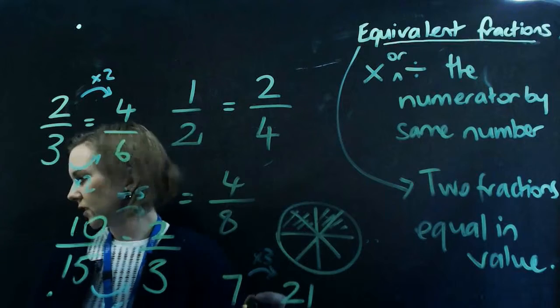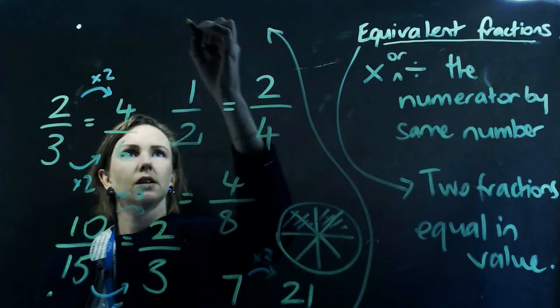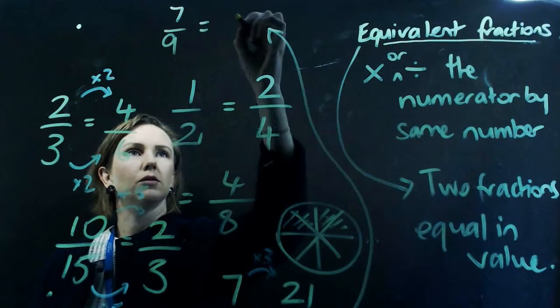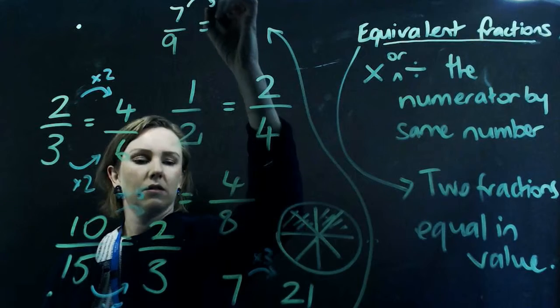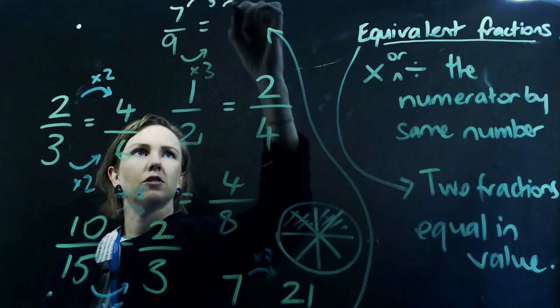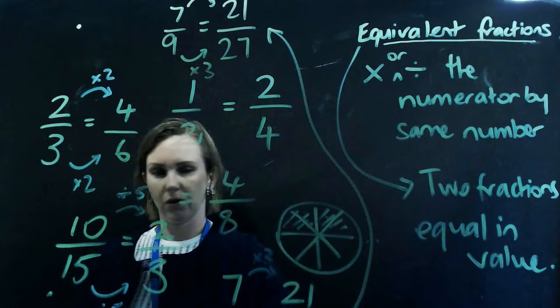Sorry guys, I've just realised as I've written that you can't see my working down here. I'll do it up here again. 7/9 equals 7 times 3 is 21, 9 times 3 is 27. Sorry, just moving that work up from the bottom.